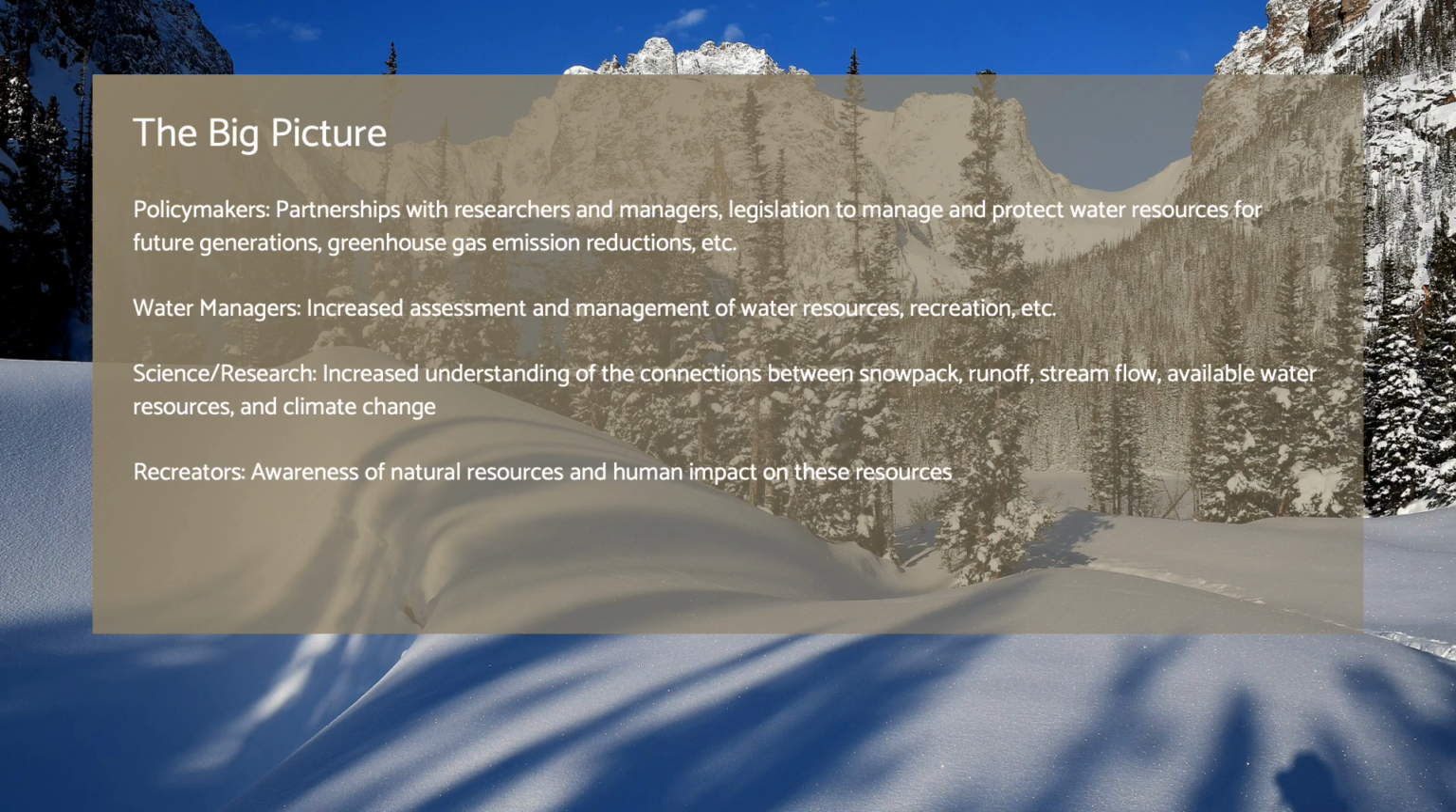So what does this all mean in terms of the big picture? So for policymakers, we need to have more partnerships with researchers and water managers, maybe more insight into how legislation can be used to manage and protect water resources for future generations, or how we can use greenhouse gas reduction goals to help with climate change and changing precipitation. For water managers, more increased assessment and management of water resources and recreation, just to better manage water, especially if it's becoming less over time.